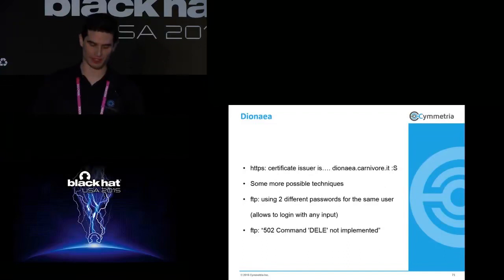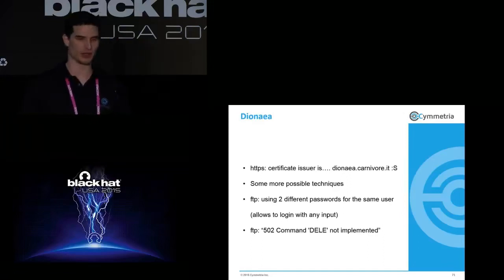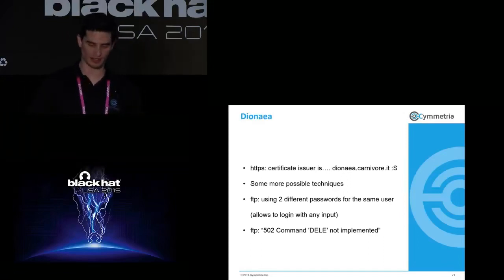So how do you detect Do You Detect Anya? Do You Detect Anya services HTTPS, and the certificate that they give is their own certificate. The issuer's domain is doyuania.carnivore.it. And even through other services, there are more ways of detecting Do You Detect Anya. One is that it allows anybody to connect to the FTP service, any user, any password. And I haven't seen any real authentication system that lets the same user connect with two different passwords. So that's one way of detecting. Another way is that they didn't implement the DLE command in the FTP service.